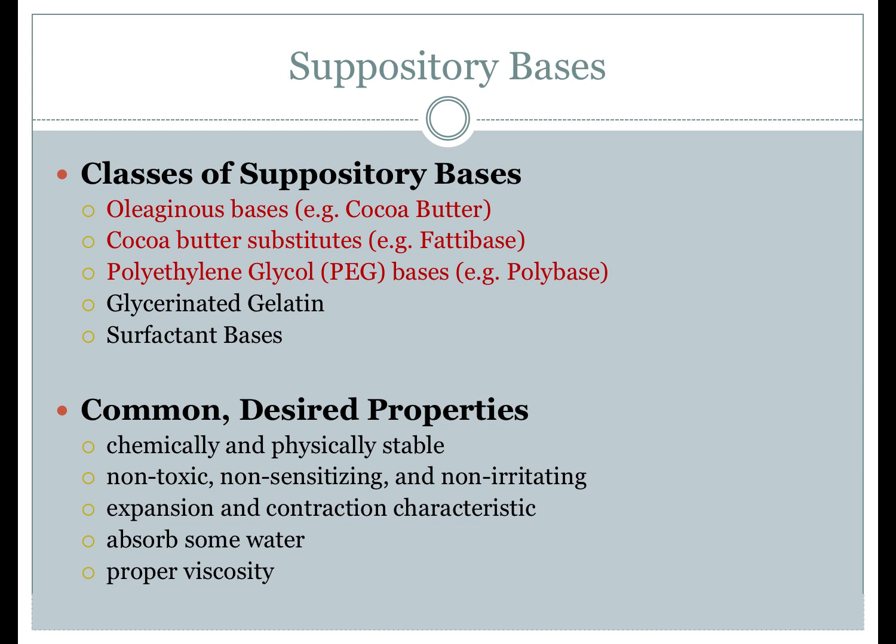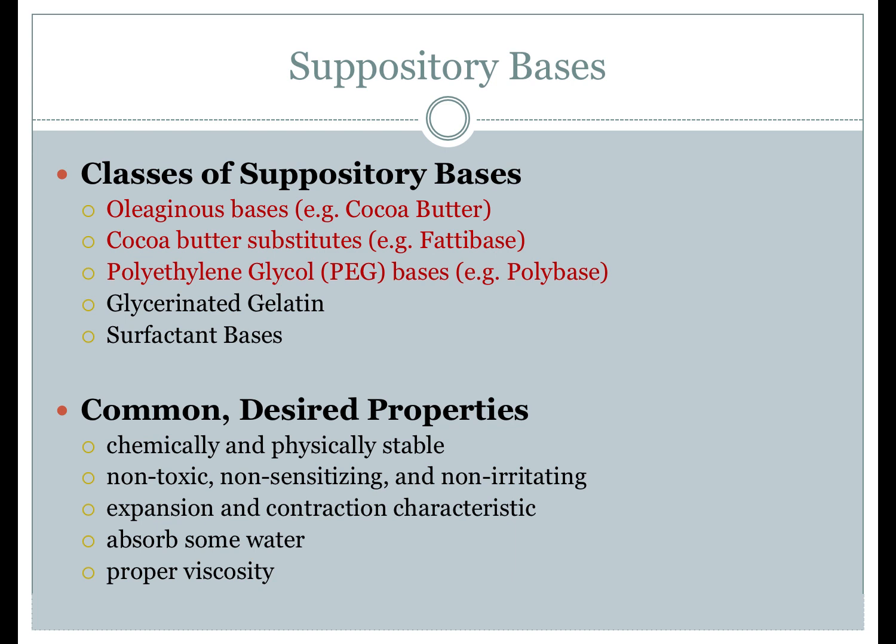Starting at the top, oleaginous bases, of which cocoa butter is the prototype, have historically been the primary base used for compounding suppositories. More recently, a second category of suppository base, called cocoa butter substitutes, and including the commercial product Fattibase, was developed to address some of the difficulties of using traditional cocoa butter.